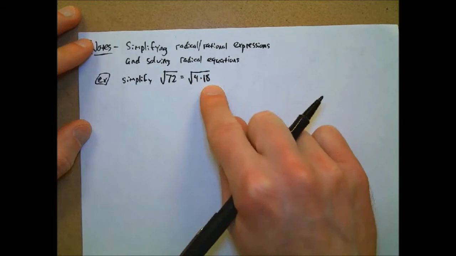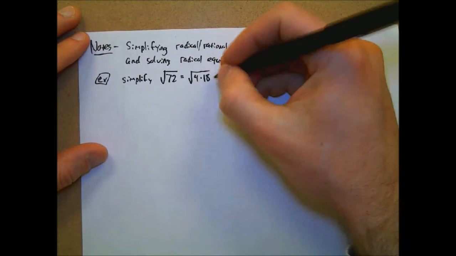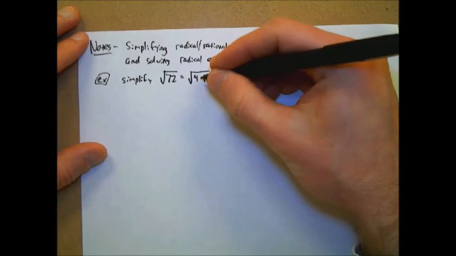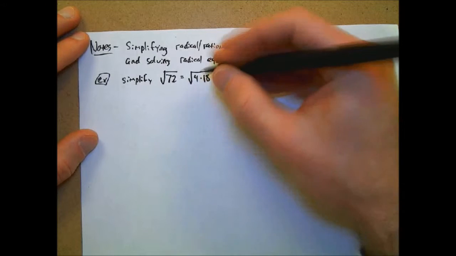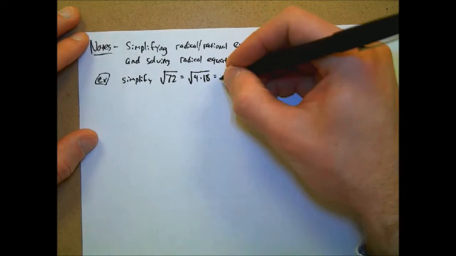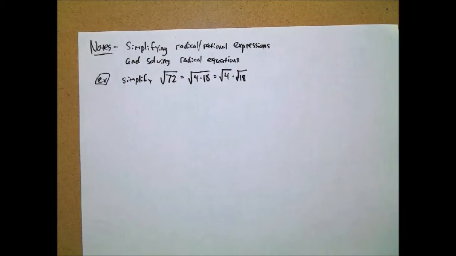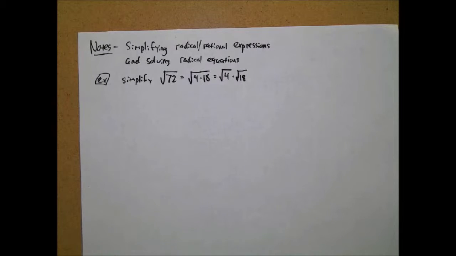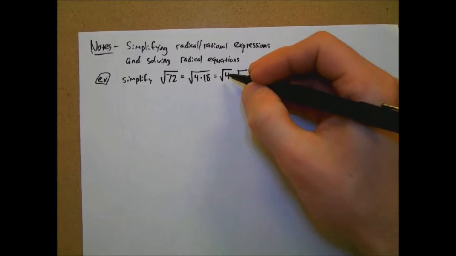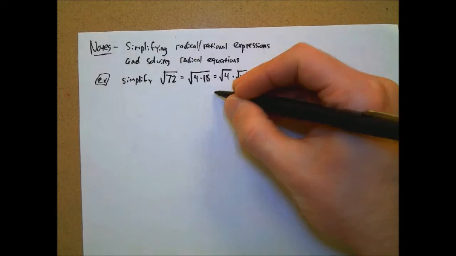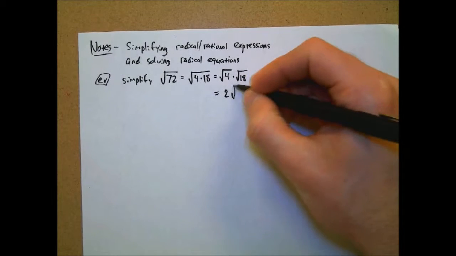And then the property that we have with square roots is that you can break a square root up over multiplication or division. If this was a plus sign, I would not be able to break this up. But since it's multiplication here, I can say this is the same thing as root 4 times root 18. And this is what we've done in the past. The square root of 4, what is that? It's 2, and then we have the square root of 18 here.